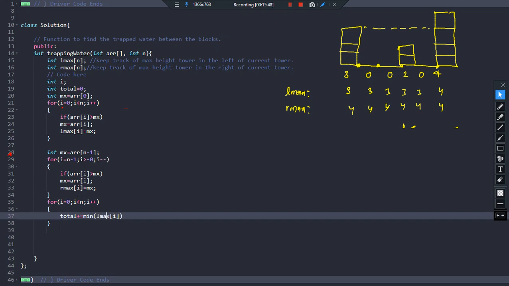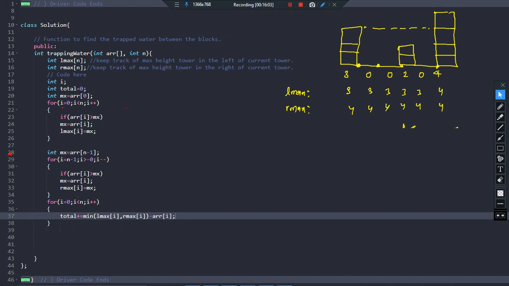Maximum, not minimum, actually it will be maximum. The minimum of L max of I comma R max of I, minus array of I. This is the amount of water that will be contained. Now how will we calculate this?